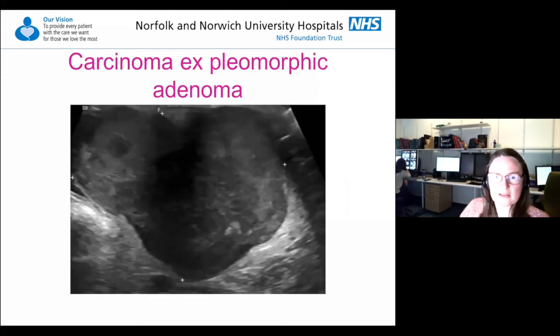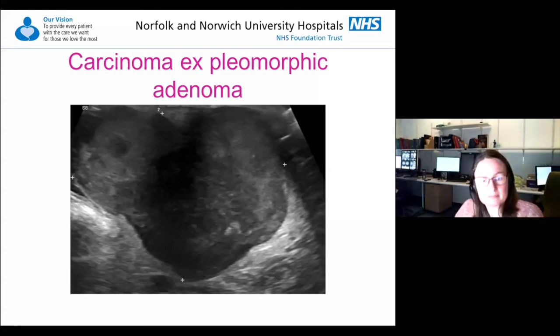This is an example of a malignant change within a pleomorphic adenoma. This patient had a long-standing, quite large mass within the parotid gland, but they'd lived with it and were quite happy with it. And then all of a sudden it started to rapidly grow. Fairly typical history of carcinoma ex pleomorphic adenoma, and this was confirmed on biopsy.